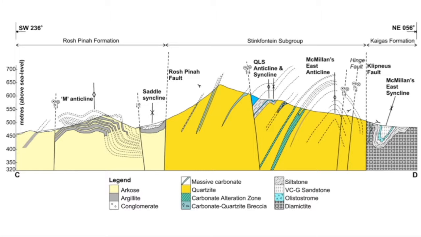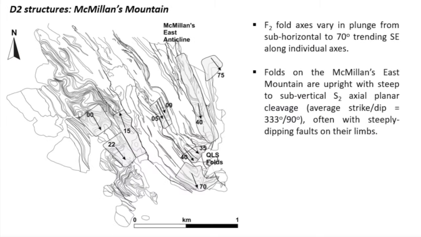Then we've got quite a prominent fault, the Rosh Pinah fault, that separates that sequence from this quartzite dominated sequence, and then, like I said, we've got this diamictite unit out to the east. So you can see the folding quite nicely here. These folds are non-cylindrical, meaning that the hinge of the fold is not straight, it's basically curvilinear.